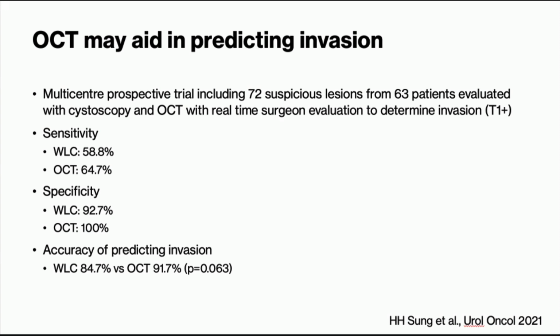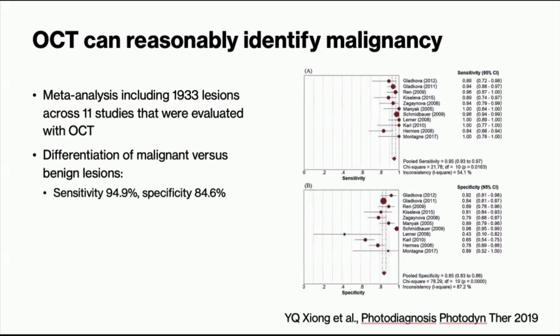But let's put prediction of invasion aside. Could it tell you reliably whether something was malignant or benign? Well, this was a meta-analysis including almost 2,000 lesions across 11 studies that were all evaluated with OCT. And with OCT, they determined whether they thought it was malignant or benign and compared it to pathology results and found that you had very reasonable sensitivity and specificity of this novel technology. But there are several other contexts in which OCT could be theoretically used.